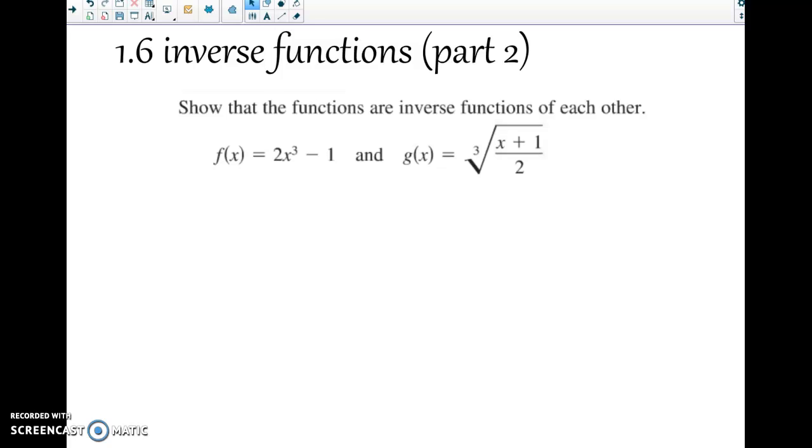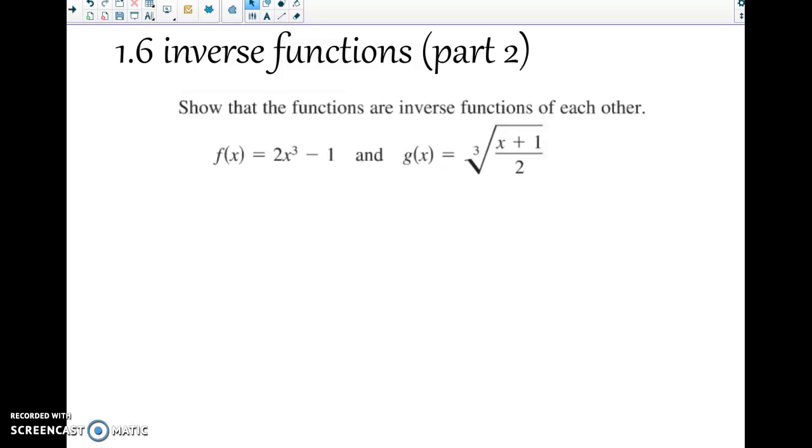Hey guys, so today we're going to continue with section 1.6, inverse functions. In order for a function to have an inverse, it needs to be one-to-one, meaning it passes the vertical line test, which makes it a function, and passes the horizontal line test. So there is only one set of x's, and each y is unique as well, to be one-to-one.